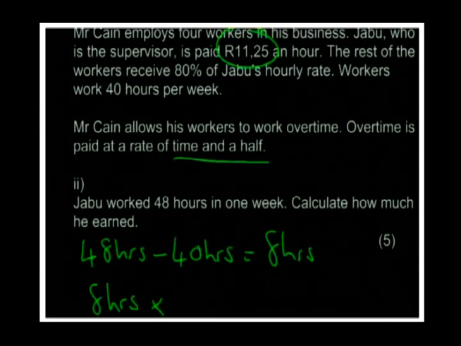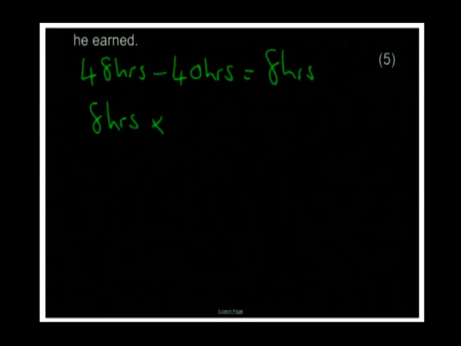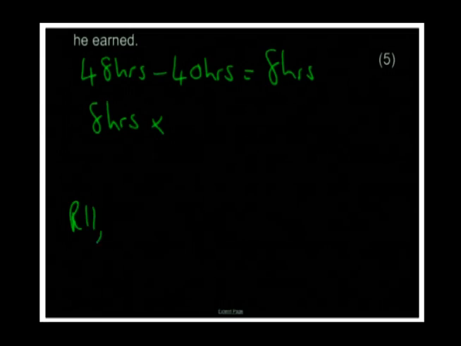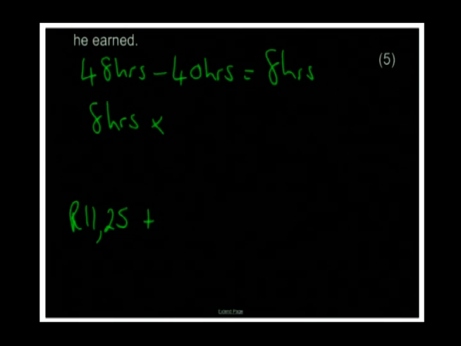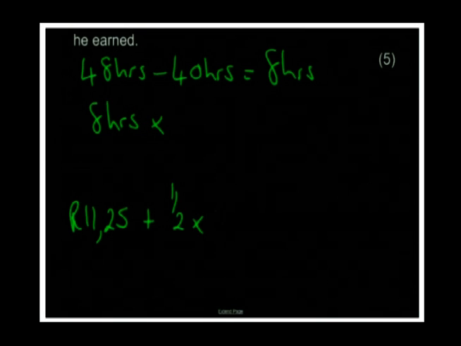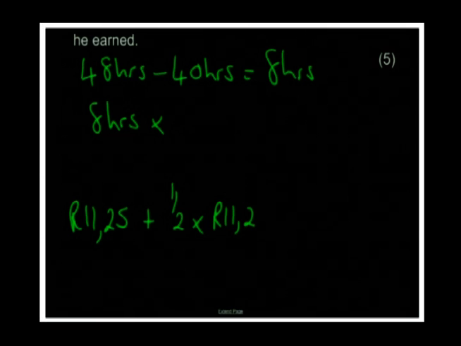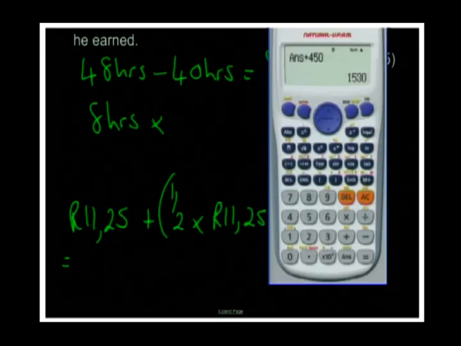That means we give him his 11 rand 25 for the hour plus an extra half of that amount. So his overtime amount is not only the 11 rand 25, but also half of the 11 rand 25. So how much is he busy being paid? Well, let's go to our calculator and do it.